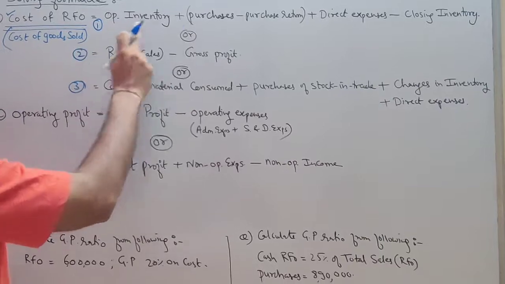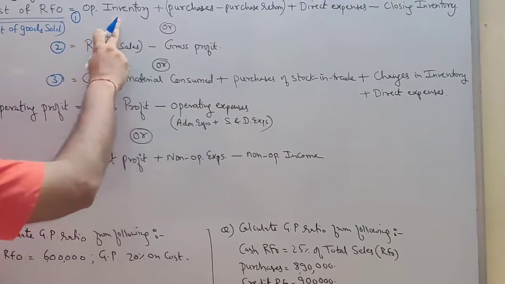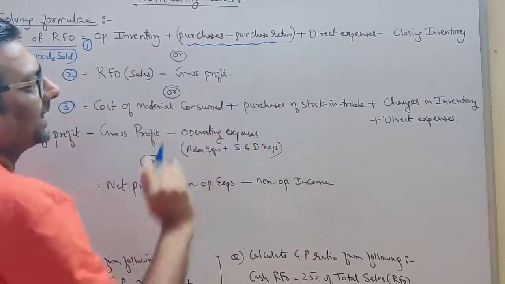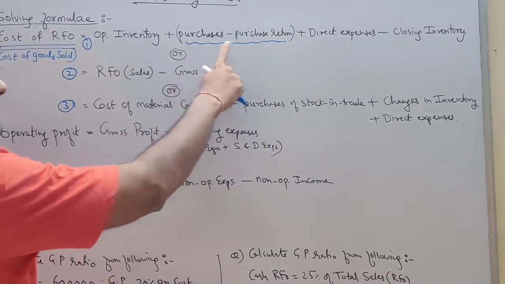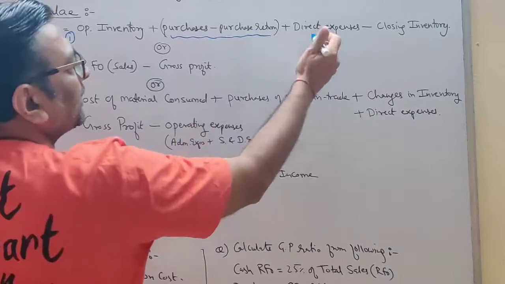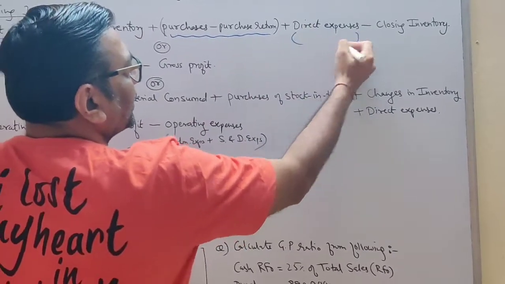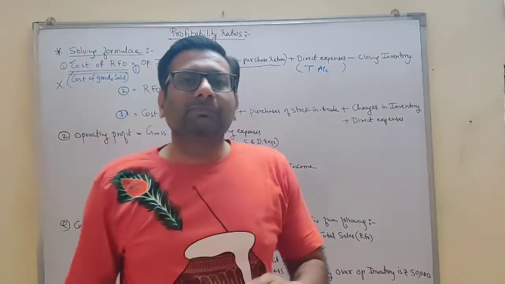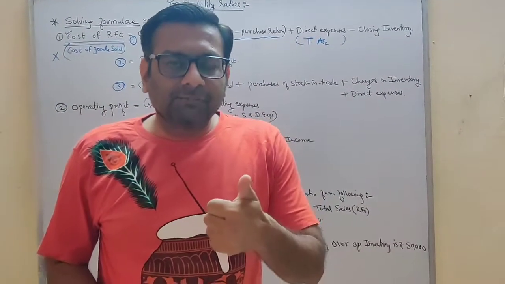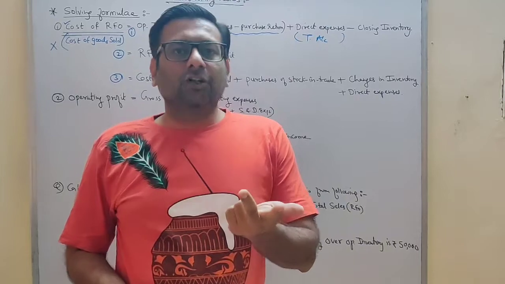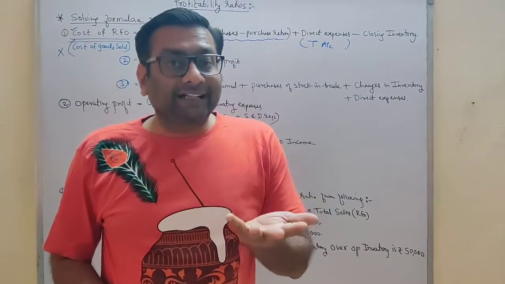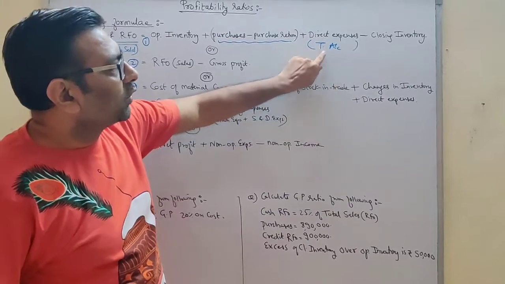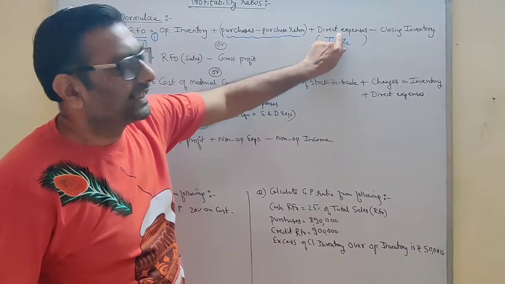Clear? Now, the formula is opening stock, that is opening inventory, plus purchases. If they have given returns, you have to minus, so purchases minus purchase return. Then you have to add direct expenses. Which are your direct expenses? Remember it this way: what comes in trading account? Wages, factory rent, factory insurance, carriage inward, freight inward. All these are examples of trading account, so all trading account expenses are direct expenses.